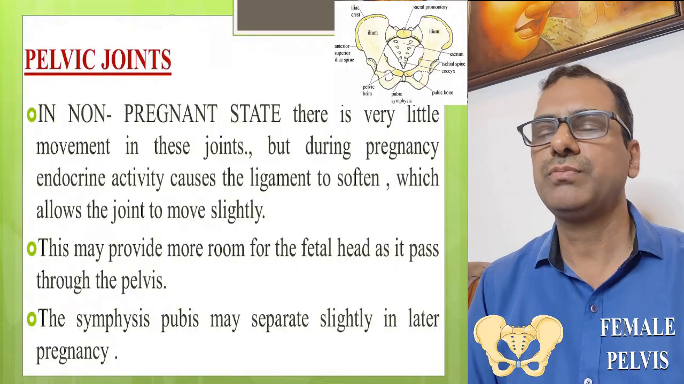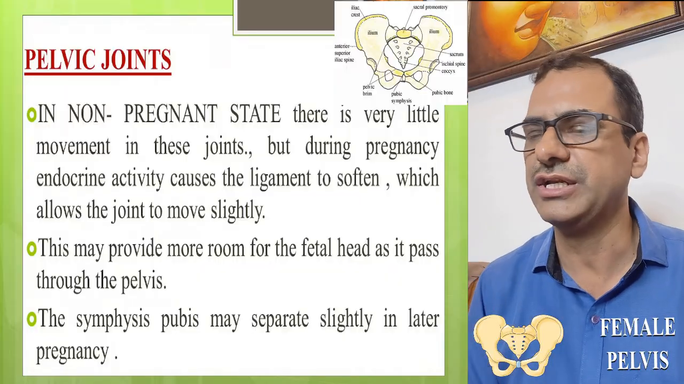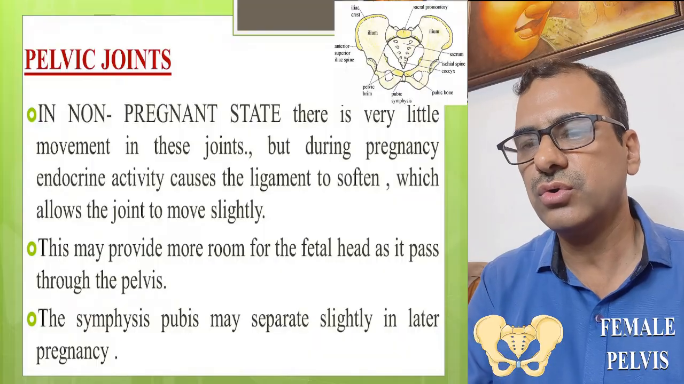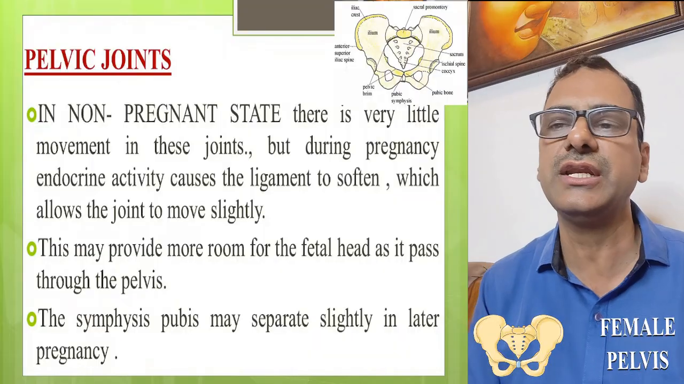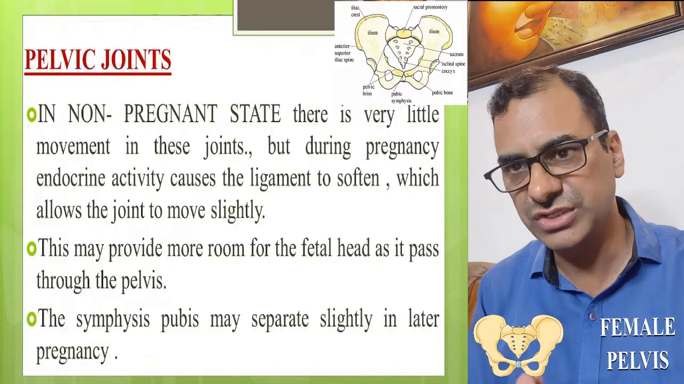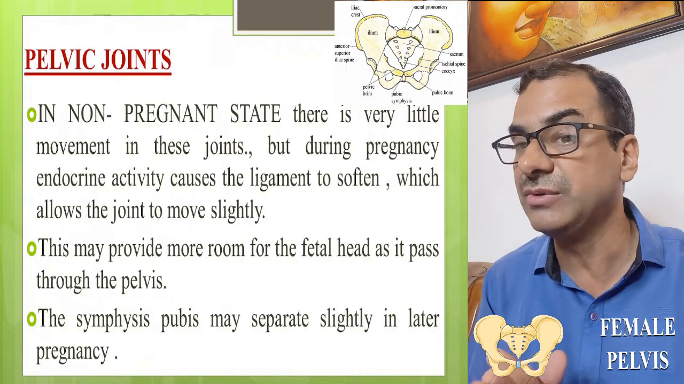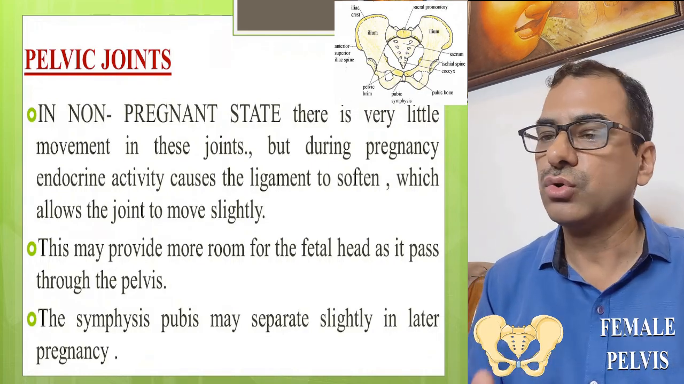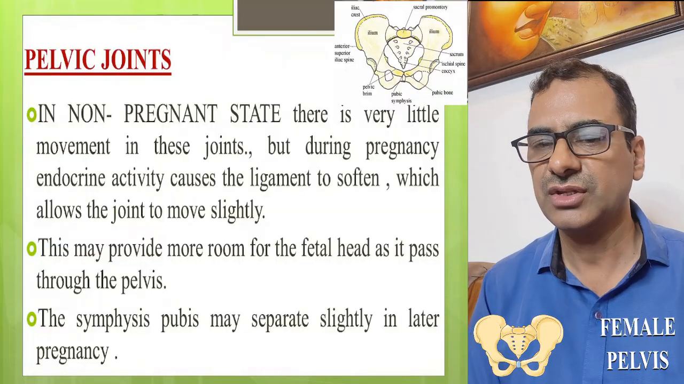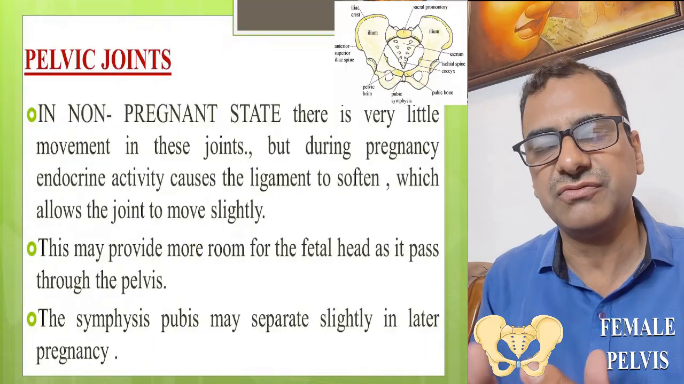Actually, in the non-pregnant state of the female pelvis, there is very little movement in these joints, but at the time of delivery, due to endocrinal activity, the ligaments become softened, which allows the joints to move slightly. This may provide more room for the fetal head to pass through the pelvis. And it is very important that the fetal head passes safely.